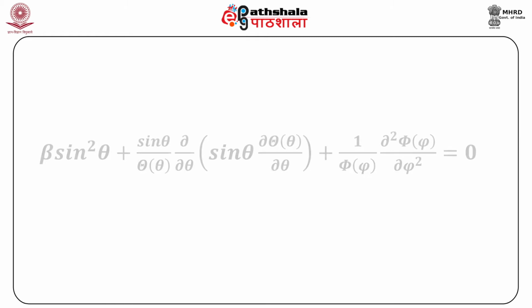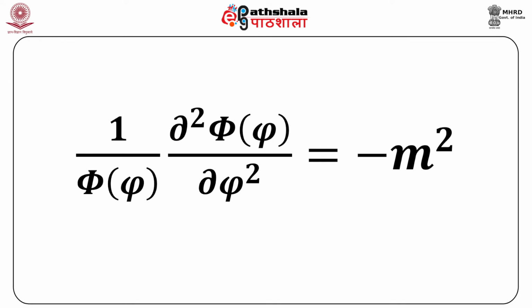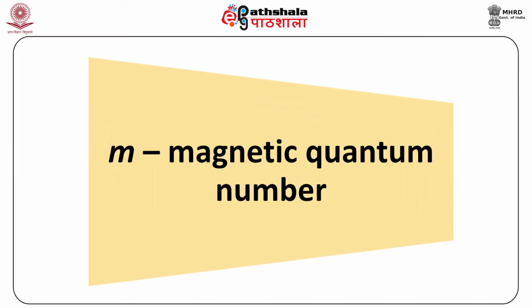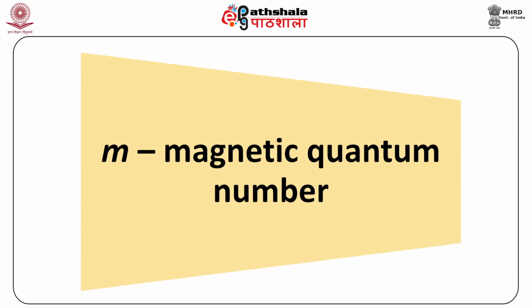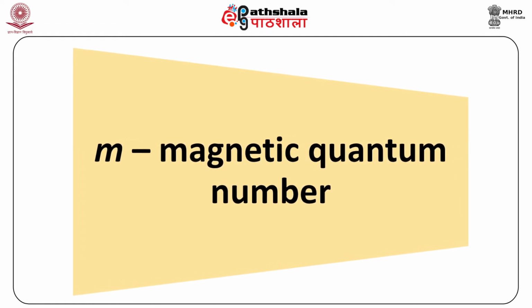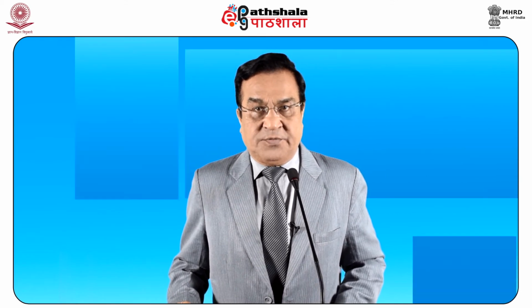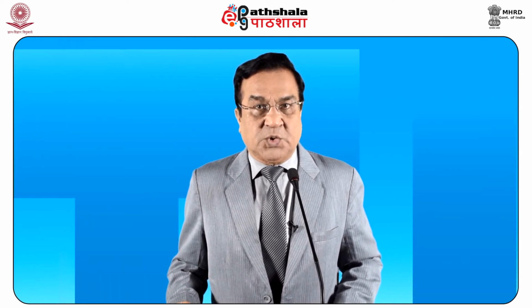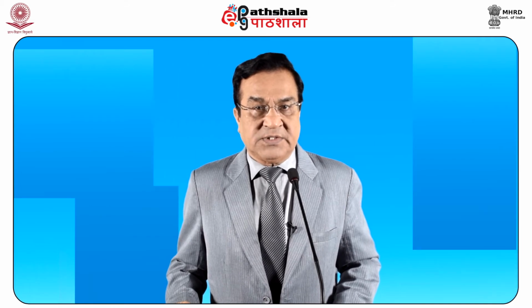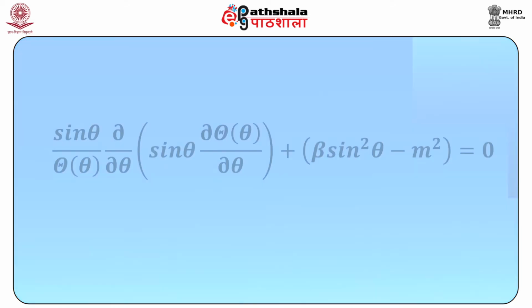Now in this equation we put 1 upon Φ(φ) del 2 Φ by del phi squared equal to minus m squared, and we call this the phi equation. Here m, as we will see later on, is called the magnetic quantum number. After making this substitution for the phi equation, our total electronic Schrodinger equation reduces to what is shown.